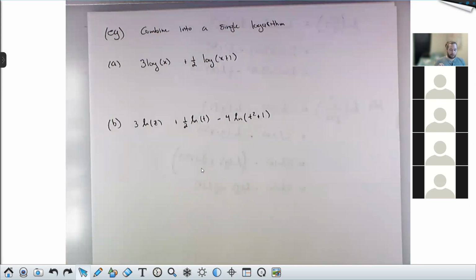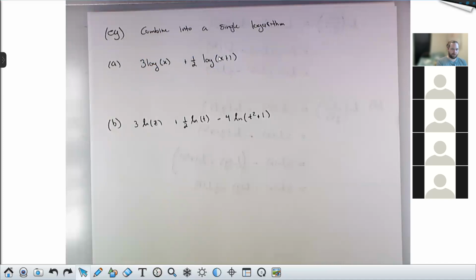We want to run those same steps that we were doing in the previous problem, but backwards. And we want to run the steps in reverse order. So if this was coming from some expanded log, the last thing we would have done is pull down the powers, right? If you look at those last few problems, the very final step in each of those was pulling down the powers and bringing them out front as multiples. So if I want to undo that procedure, I need to take these multiples and bring them inside as powers.